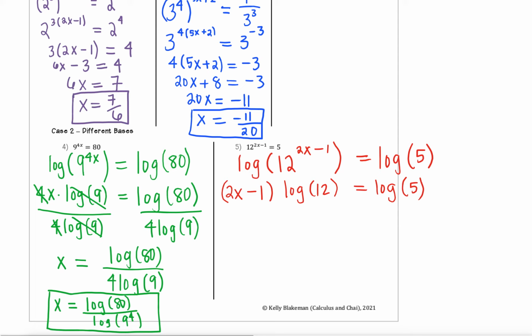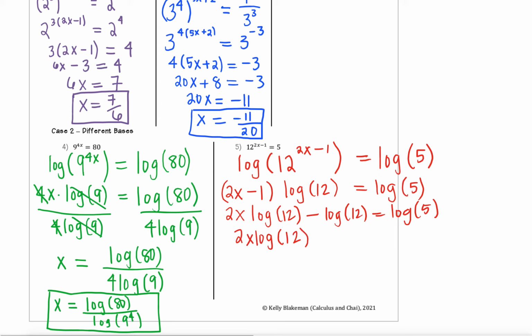Now from here we want to isolate and get the x by itself, so I'm going to distribute so we can get rid of the parentheses to get the 2x times log of 12 minus 1 times log of 12 equals our log of 5. Before I divide through to get x by itself, I need to go ahead and add the log base 10 of 12 to the other side. So we still have this 2x times log of 12, but now that will equal log of 5 plus log of 12.